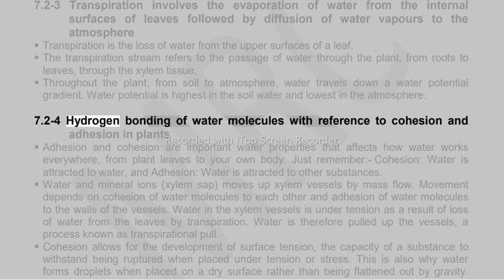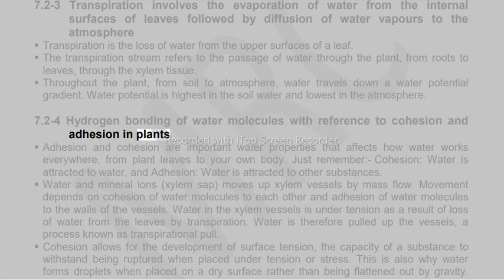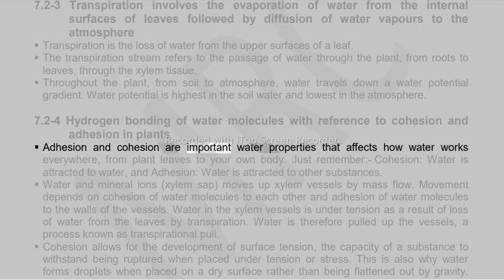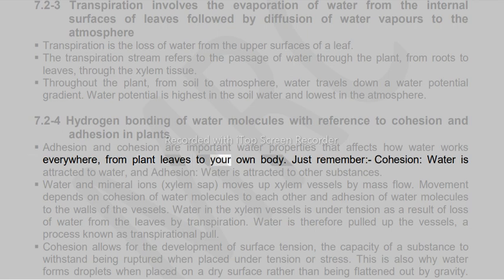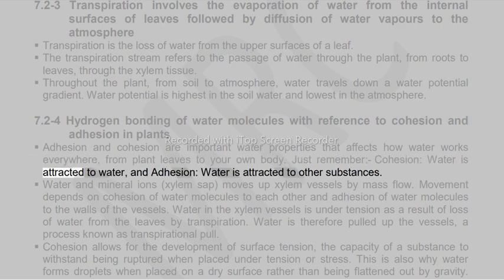7.2 to 4 Hydrogen bonding of water molecules with reference to cohesion and adhesion in plants. Adhesion and cohesion are important water properties that affect how water works everywhere, from plant leaves to your own body. Just remember: cohesion, water is attracted to water, and adhesion, water is attracted to other substances.